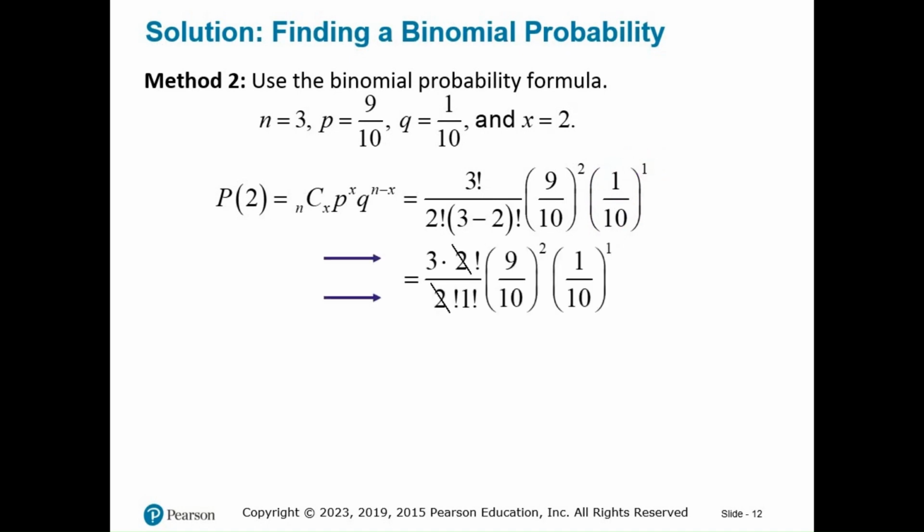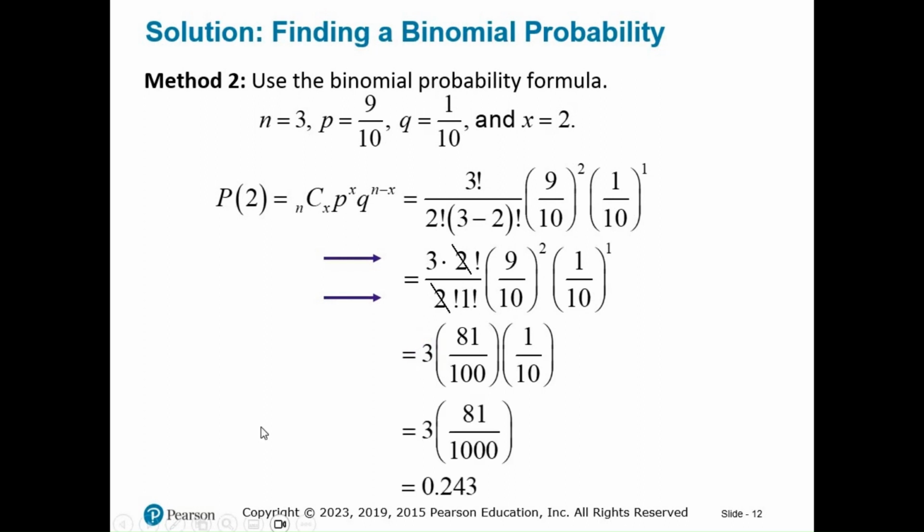If we do this by hand, we can do the subtraction in the denominator of the fraction, which just gives us 3 factorial over 2 factorial times 1 factorial, which is 1. If we multiply out 3 times 2 factorial, we can factor the 2 factorial out of both the numerator and the denominator, and just have the 3 remaining from the fraction. Then we take the 9/10 to the second power to get 81/100. 1/10 remains the same as it is raised to the first power. Multiply that by 3 and we get 0.243.